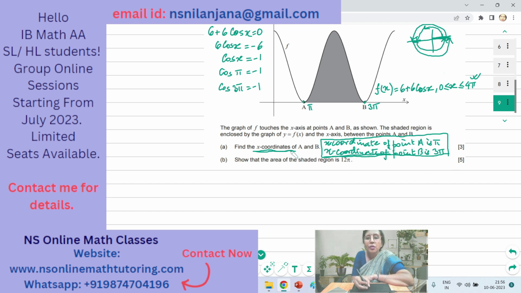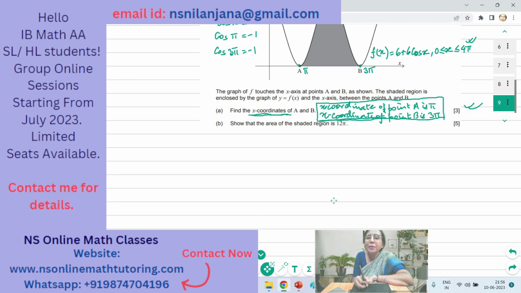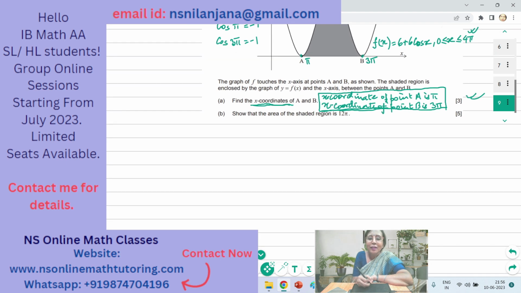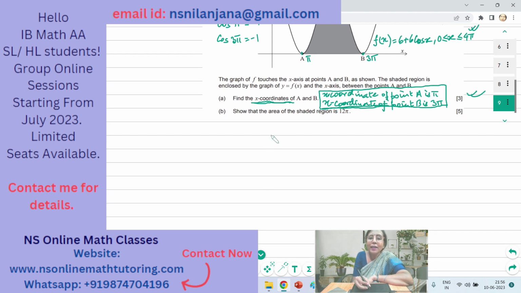Okay, so we have answered subpart A and we have got 3 marks. Coming to subpart B, it says show that the area of the shaded region is 12 pi. And what is the shaded region? The shaded region is enclosed by the graph of y equals f of x and the x-axis and between the points A and B. So we know we have to integrate.